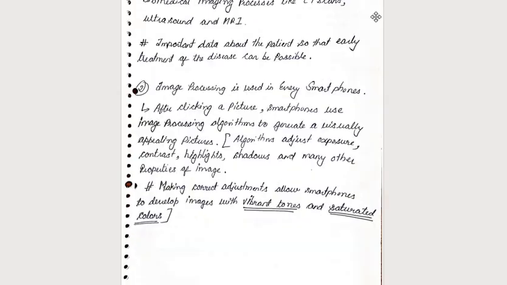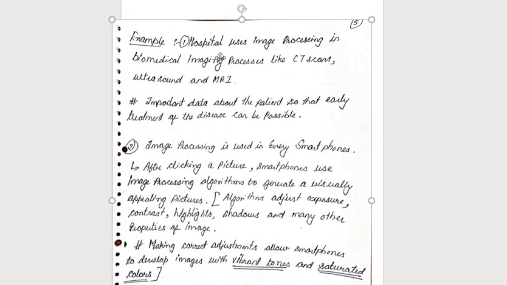The input taken by an image processing system can provide useful data in many applications. Like we can use it in hospitals for medical purposes, like CT scan, ultrasound, and MRI. These give important data about the patient, so that early diagnosis of the disease and treatment could be started as soon as possible. Image processing is used in every smartphone also, like you are also enhancing the image.